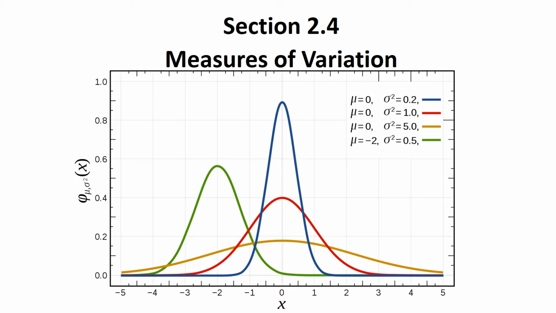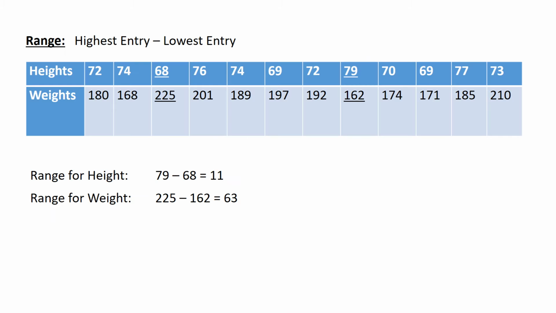Section 2.4, Measures of Variation. One of the things we look at in statistics is when we have a group of data, we want to see what the differences are among the whole group. We may look at a mean or the average, but we want to see how much each individual varies from that average.